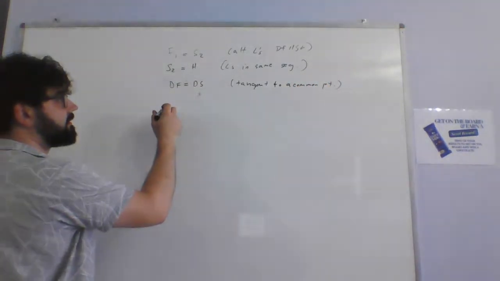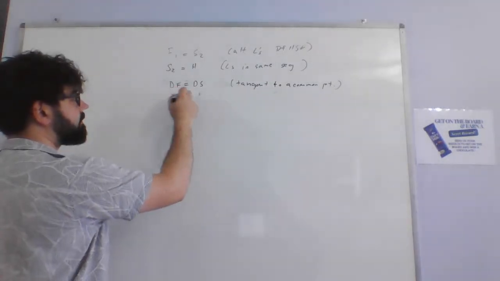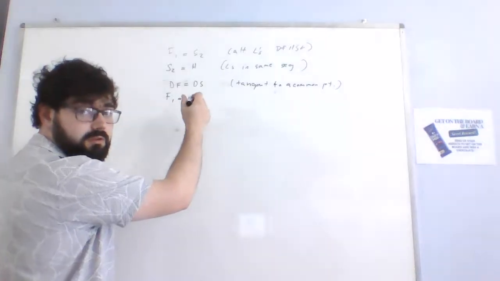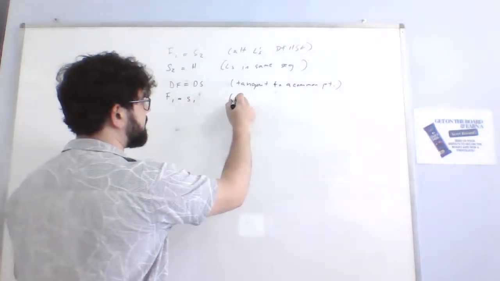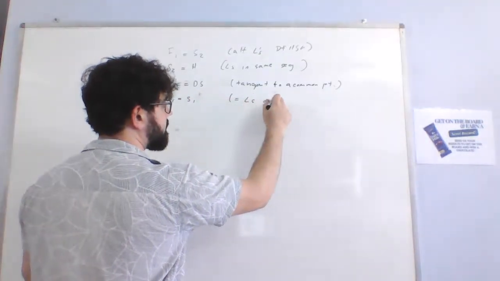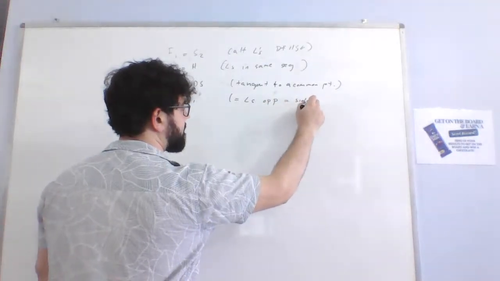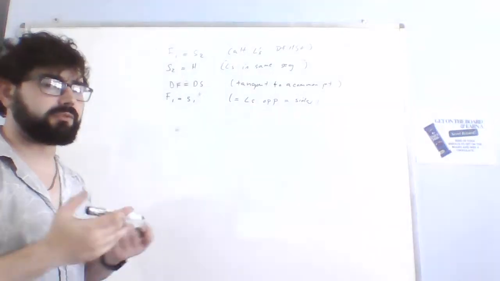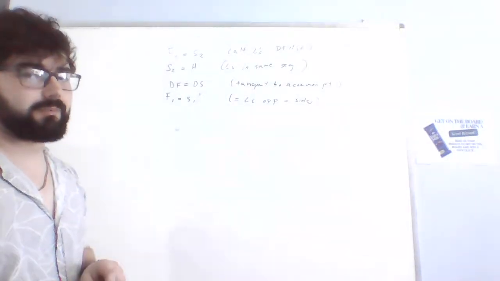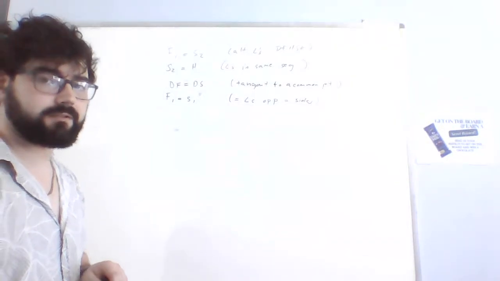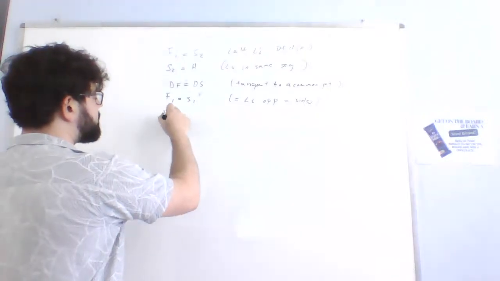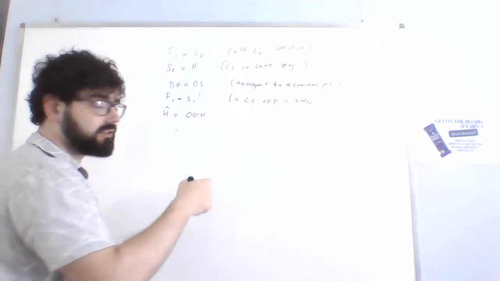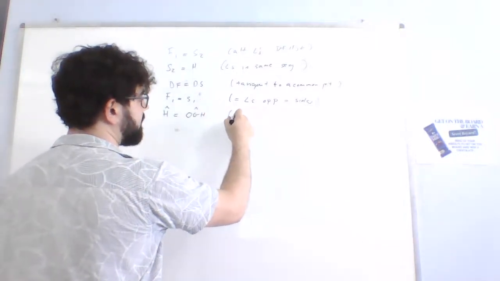And then we're going to say F1 is equal to S1, equal angles opposite equal sides. And then we're going to do the same thing in the other triangle, but with equal radii, you can skip that. You can just say that H is equal to G. H is equal to G, that's G1 and G2, because of equal radii.